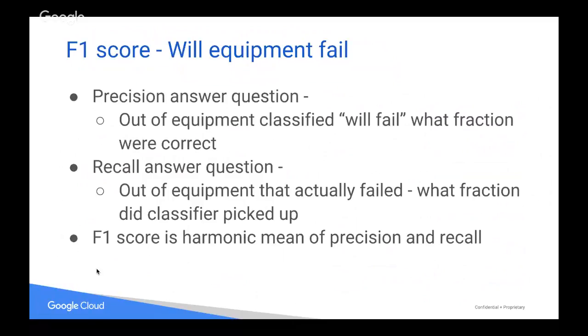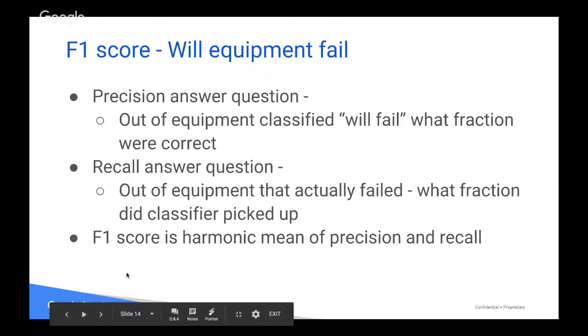And here is a definition of precision and recall and when you should use it. Out of equipment classified will fail, what fraction were correct? If that is the question your business is asking, then you should pay attention to precision. Otherwise, you should pay attention to recall, which answers out of equipment that failed, what fraction the classifier actually picked up. So consider using precision, recall, accuracy, TP rate, or TN rate, and see which one is more important for you. And F score is another metric, which is a harmonic mean of precision and recall.